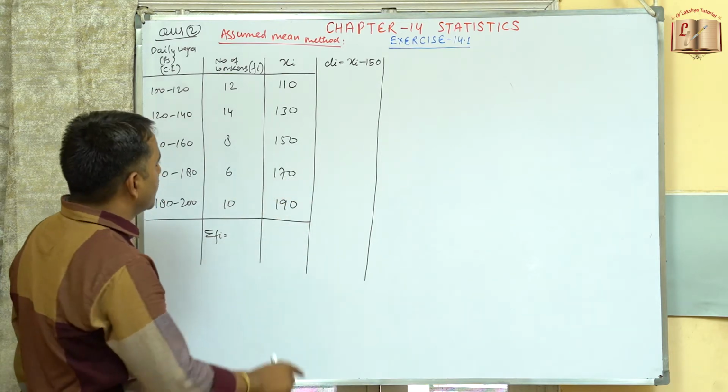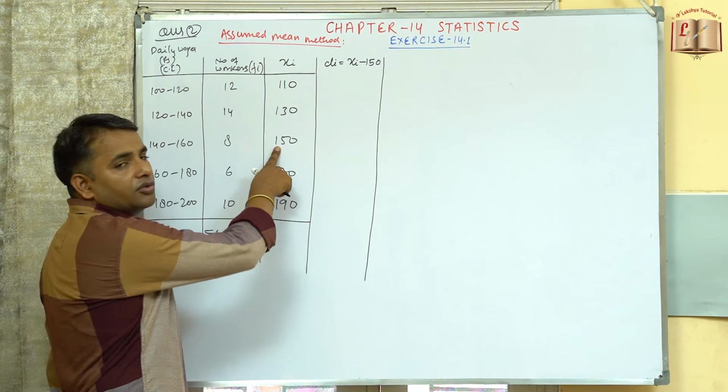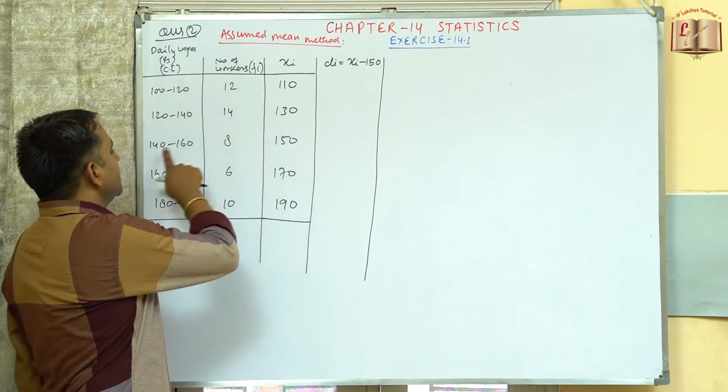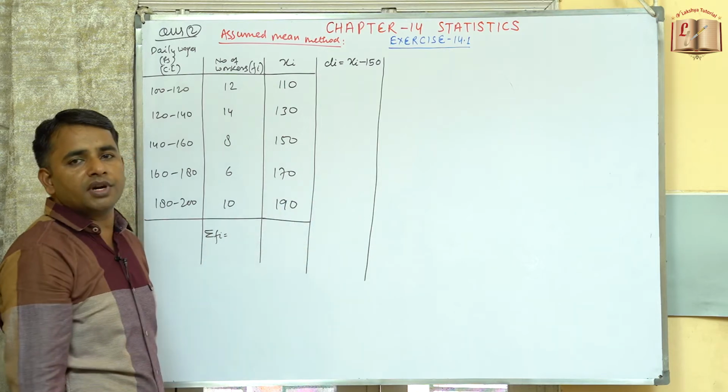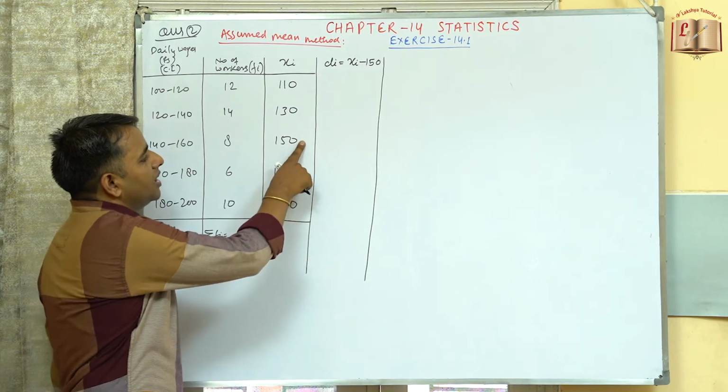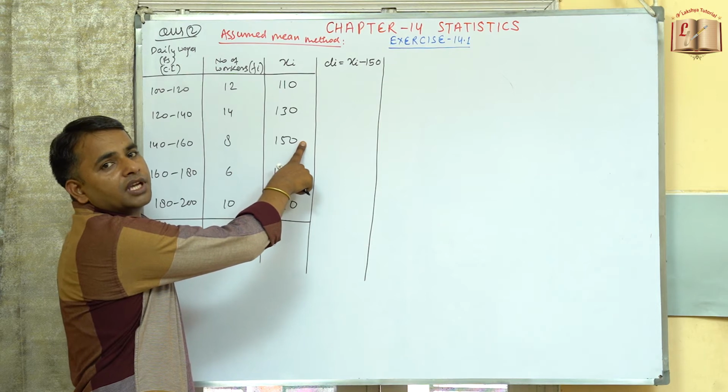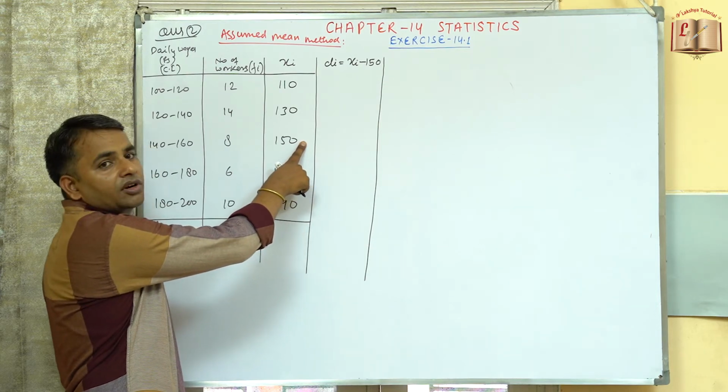एक्चुअली असम्ड मीन कैसे, जो भी मिडिल वाला वैल्यू होता है उसको हम a कैलकुलेट कर लेते हैं. जैसे अभी यहाँ पे देखिए 1 2 3 4 5 डेटा दिए हुए हैं, तो 5 में जो मिडिल वाला होगा वो क्या होगा, 150. यही बीच वाला है ना. थर्ड वाला क्या होगा, मिडिल वाला.